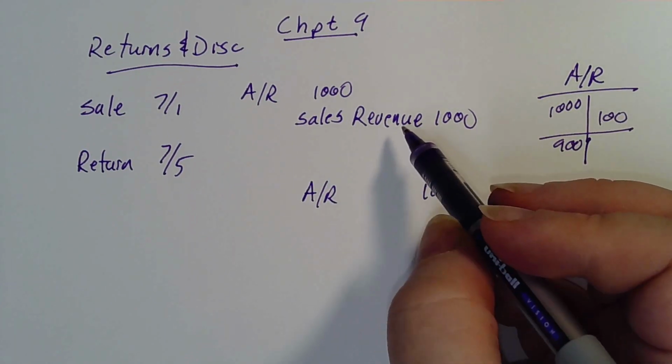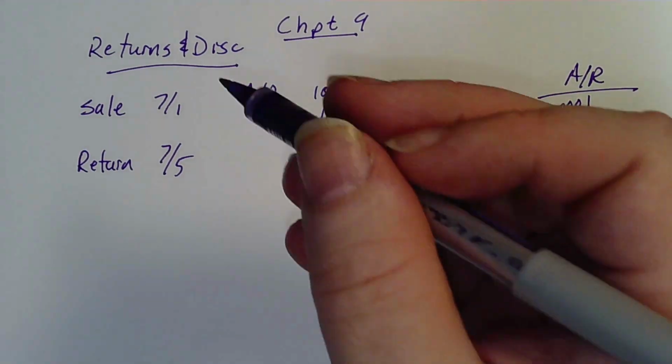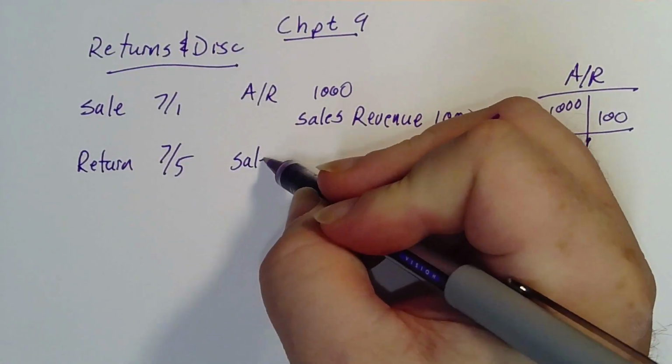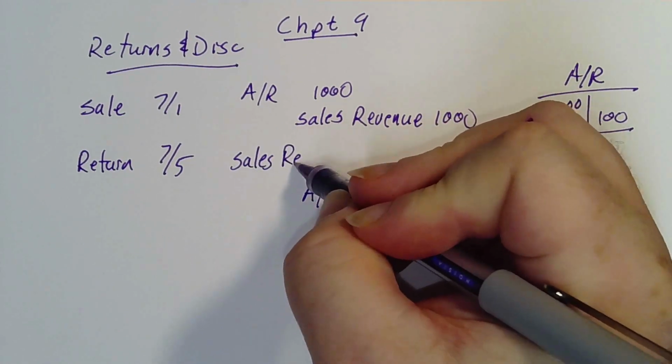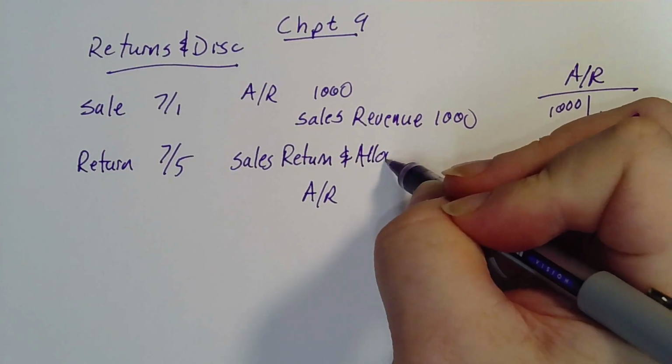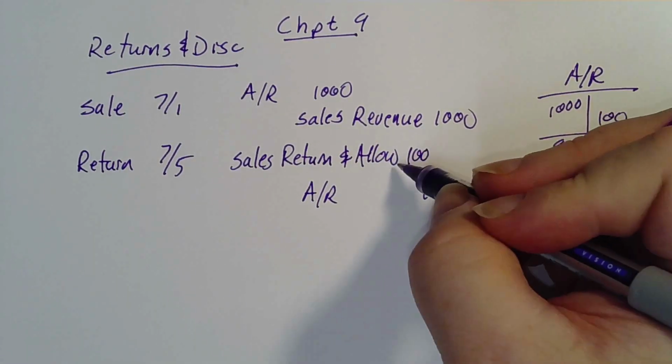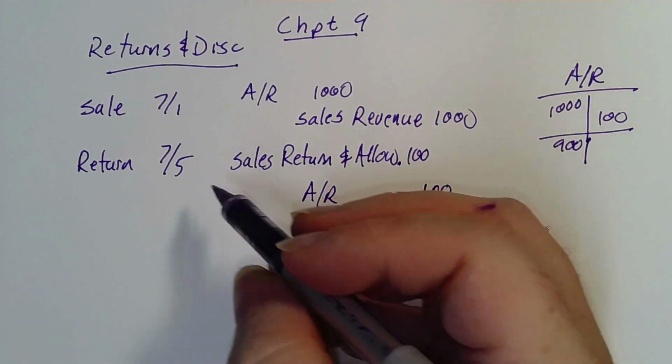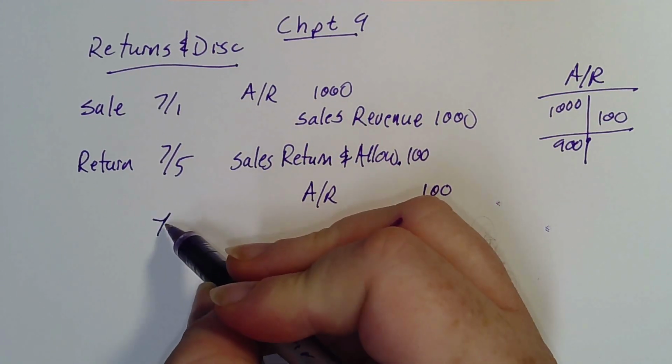But rather than mark down the revenue, remember a return would be something called a contra account, a sales return and allowance of $100. And let's say they pay within 10 days.